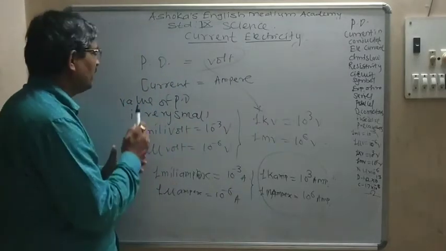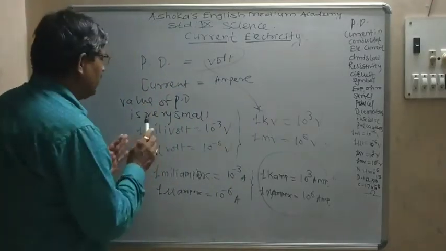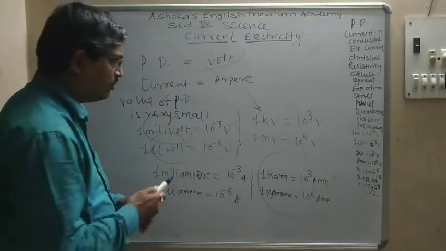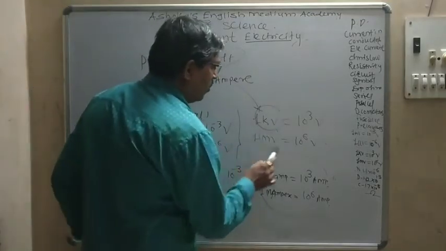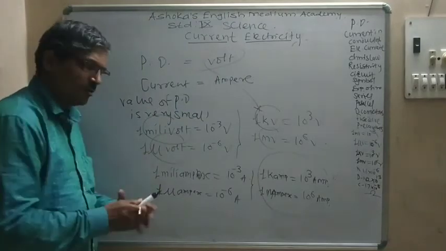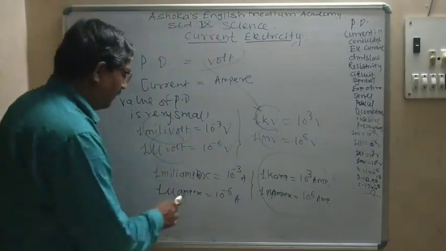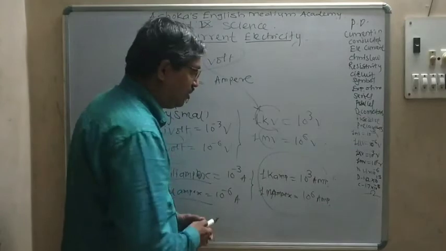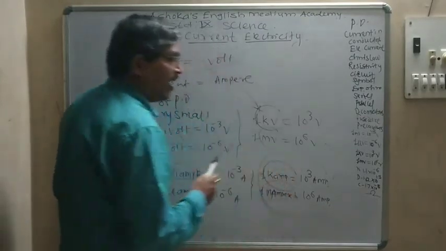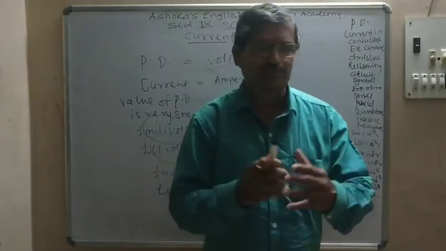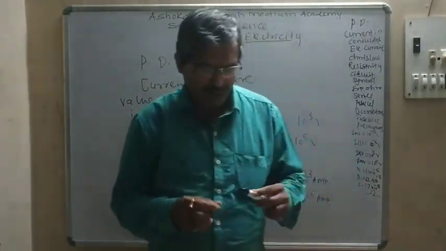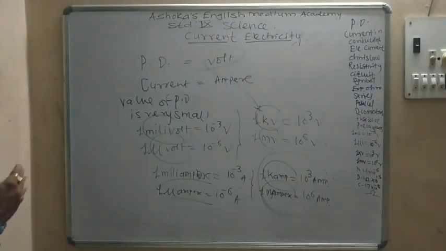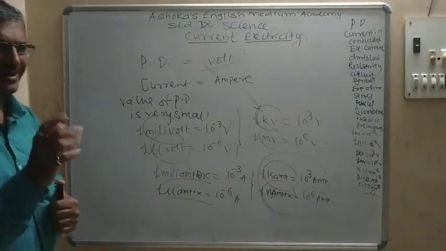So once again, for smaller values of potential difference, millivolt and microvolt are used, and for larger values the same thing is expressed in kilovolt and megavolt. Similarly, in case of smaller values of electric current, milliampere and microampere are used, and for larger values, kiloampere and megaampere are used. Now we are going to study the next topic, that is circuit diagram, or what is meant by electric circuit.